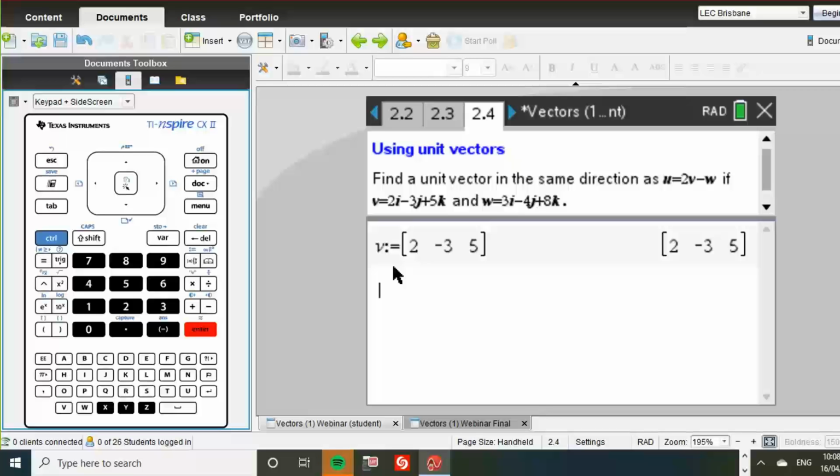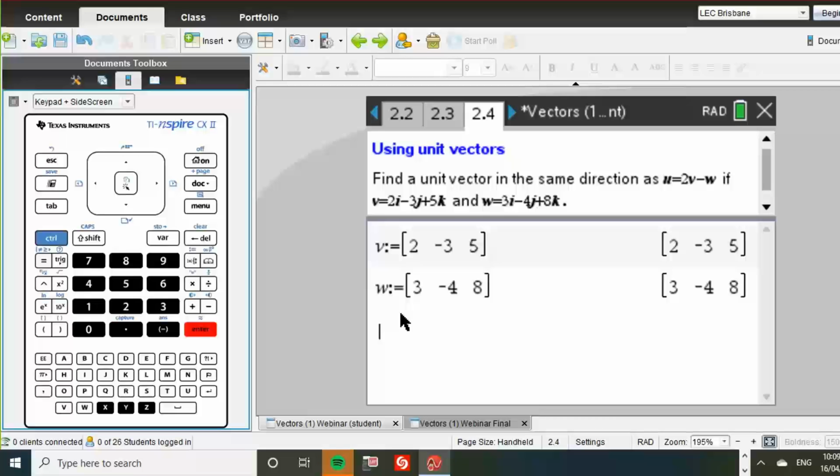We have now vector W, and we're going to press Control, Symbols, Template and assign that. So it's colon equals. The equals sign won't work. It needs to be colon equals. And then we open up the square bracket, 3, comma, -4, comma, 8, and then press enter. So we have our 2 vectors assigned, V and W.